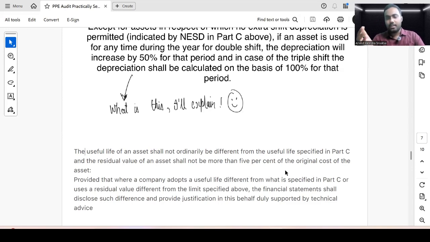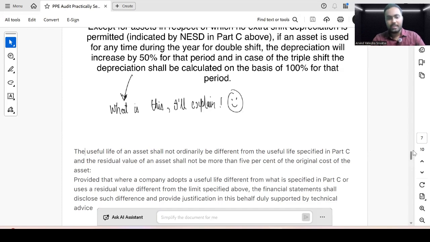The maximum residual value which you can take for the asset is rupees 5. You cannot take a residual value more than that. And it's saying that provided where a company adopts a useful life different from what is specified in Part C, or uses a residual value different from the limit specified above, the financial statement shall disclose such a difference and provide justification. As I said earlier, let's say the entity takes a residual value of 6.